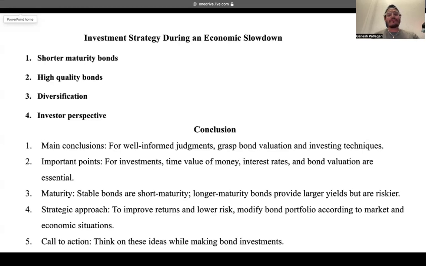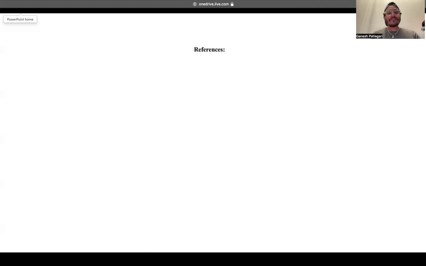It's all about well-informed judgments: grasp bond valuation and investing techniques. Important points for most investments: time value of money, interest rates, and bond valuations are essential. Maturity: stable bonds are short maturity; longer maturity bonds provide larger yield but are riskier. Strategic approach: to improve returns and manage risk, modify bond portfolios according to market and economic situations. Call to action: think on these ideas while making bond investments.